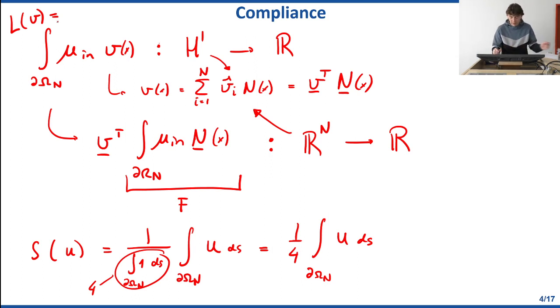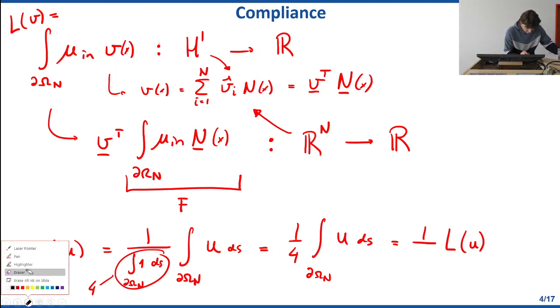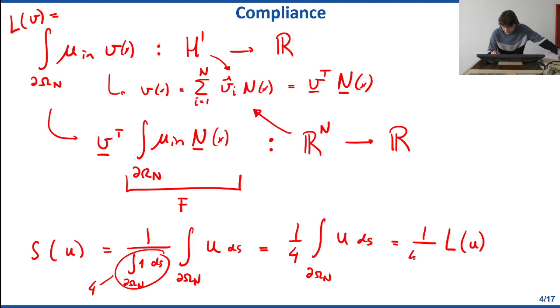Well, it's pretty much exactly the same, right? If I take S of u, that is going to be equal to L of u, this guy. I still have to divide by 4, and I also have to get rid of that mu in. So this is going to be 1 divided by 4 mu in times the linear form that is actually the right hand side. So this is what is meant by a compliant output: the output that we're interested in is actually encoded in the right hand side, the linear form of our weak formulation.